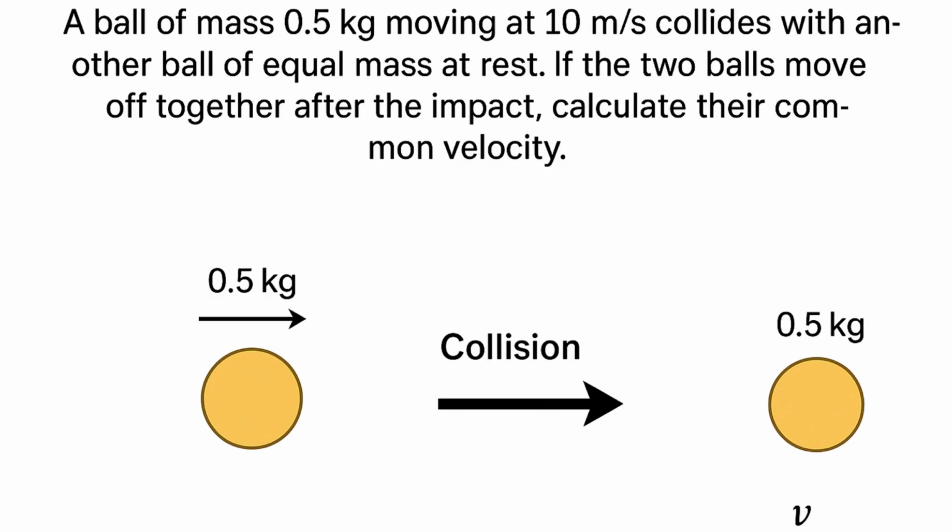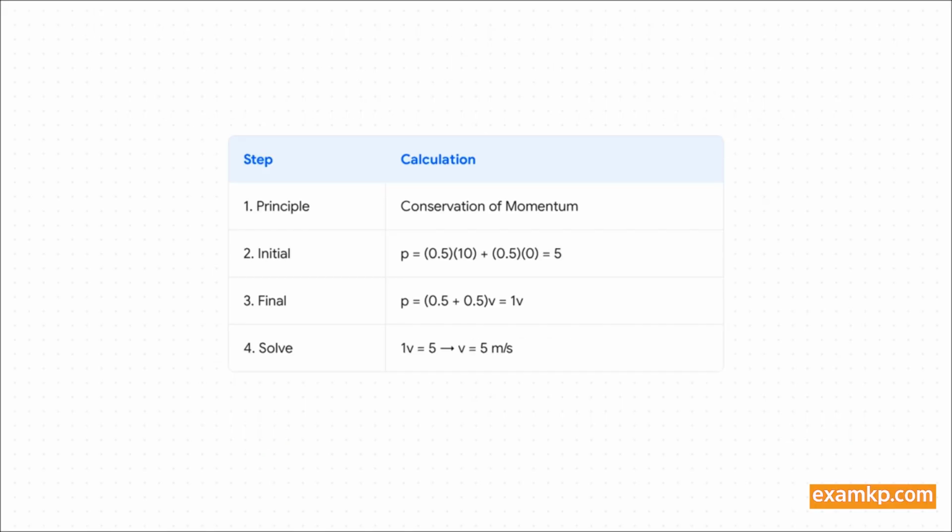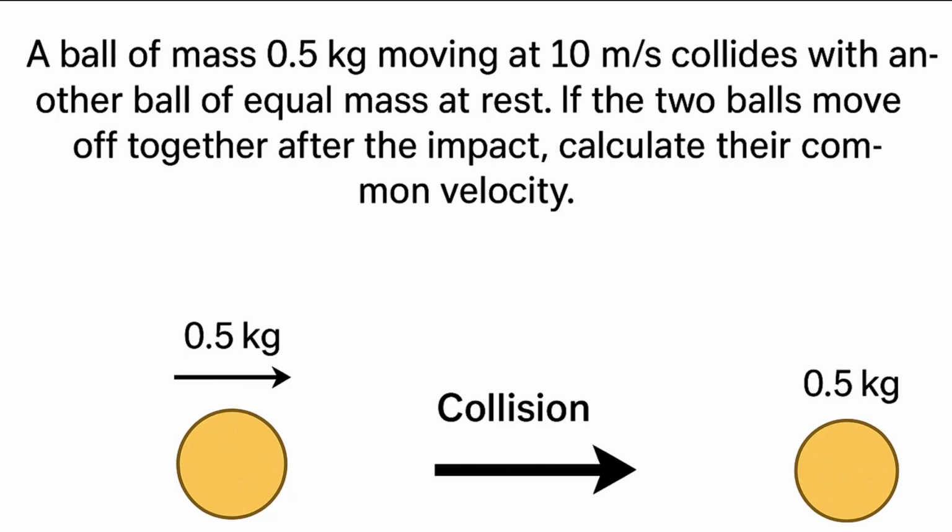So we calculate the initial momentum, which is really just the first ball, since the second one was just sitting there. That gives us 5. For the final momentum, the two masses combine and move off with a new velocity, v. We just set them equal to each other and solve for v. And there it is. The answer is D, 5.0 meters per second.